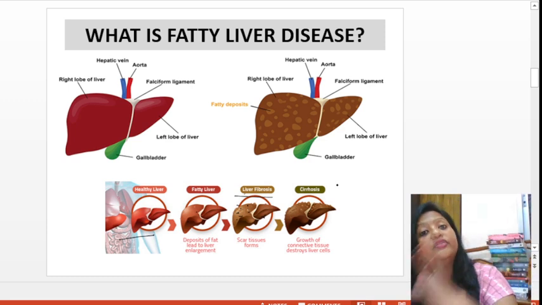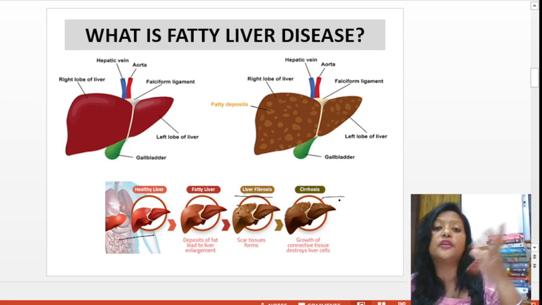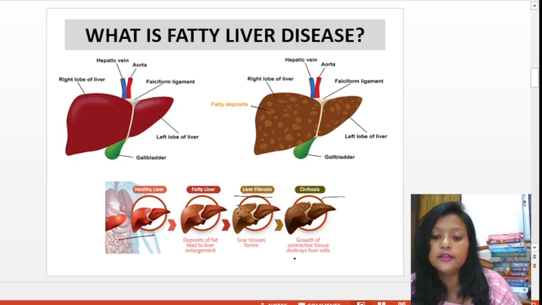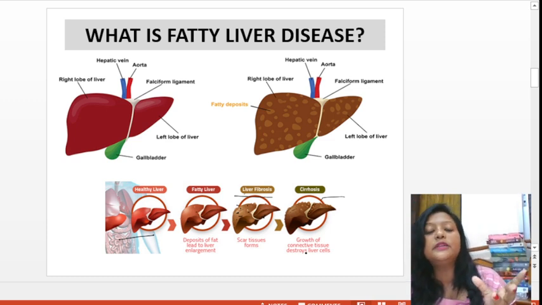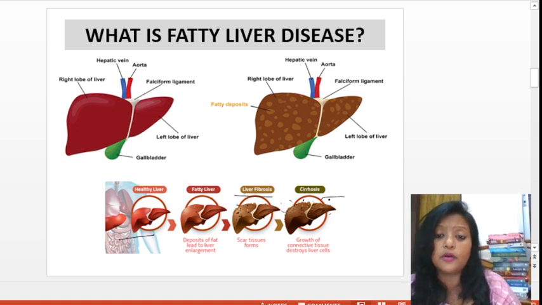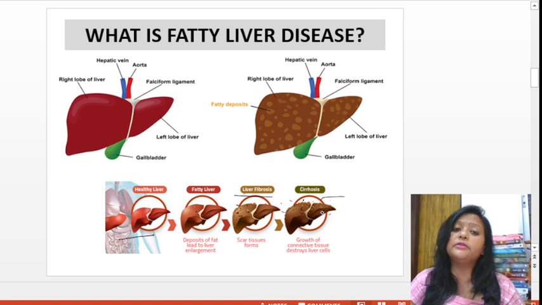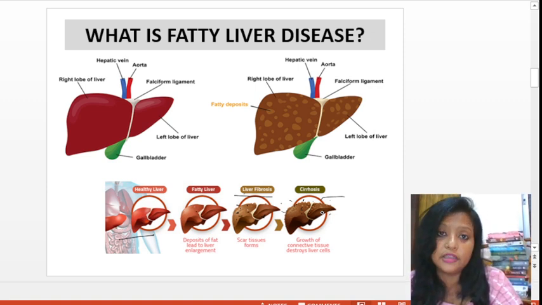Then at the extreme point of liver damage, it's known as liver cirrhosis, when your liver is at the verge of failure. This will completely destroy the liver cells. You can see connective tissues being formed here, and many fatty acid deposits, fatty liver. This is the stage of cirrhosis, which will ultimately lead to liver damage, or you can say liver failure.